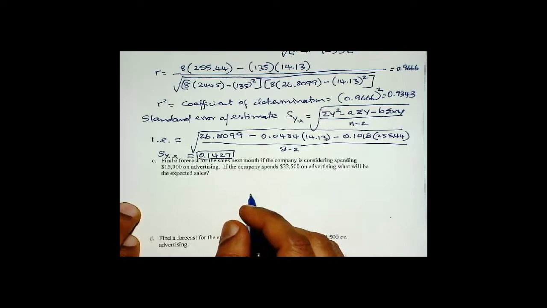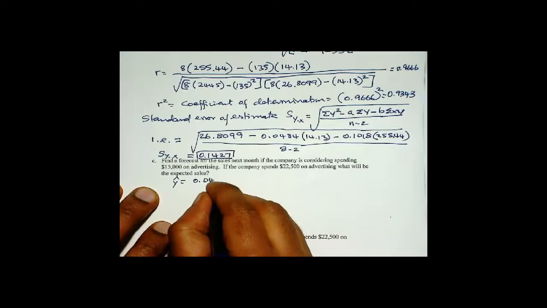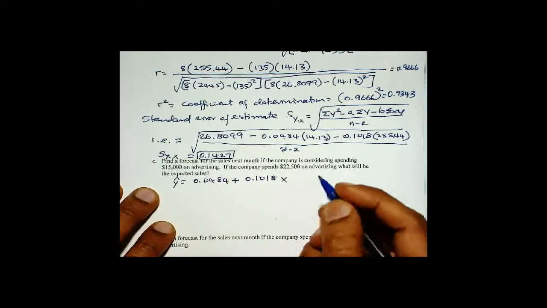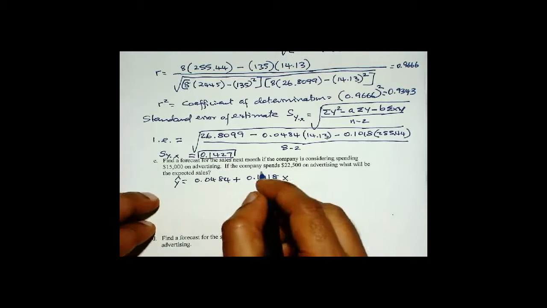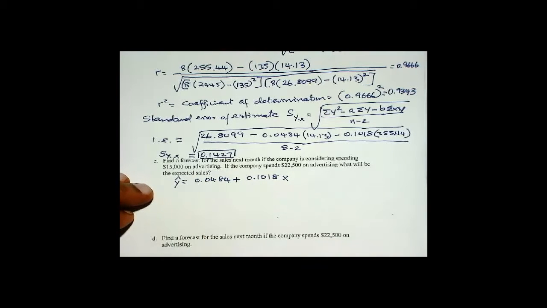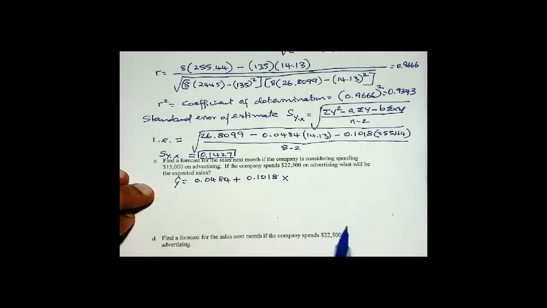Now let's use the forecast equation in finding forecast. So here, remember the y hat function is 0.0484 plus 0.1018 times x. And also remember x is in thousands of dollars in advertising expense, y is in millions of dollars. So we have a company that spends 15,000 and a company that spends 20,000. Okay, what would be the expected sales?